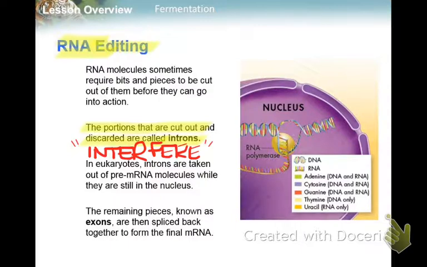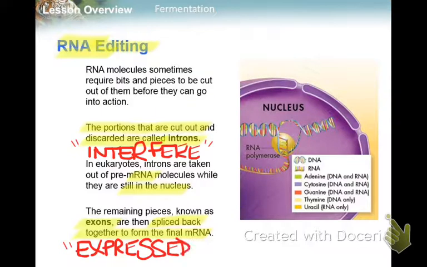So introns are taken out while the mRNA is still in the nucleus. The rest of that mRNA that's going to be used to produce a protein is called exons. They're spliced or glued back together to form the final mRNA. You can think they're going to exit the nucleus. Scientists call them exons because they are expressed. They're the ones that are sent out to the ribosome and used to produce a protein.